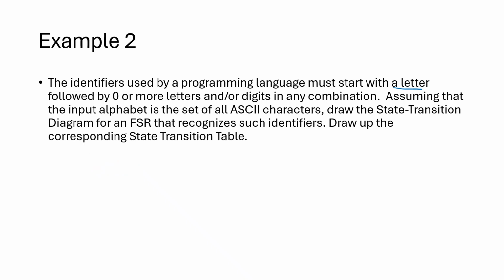And our alphabet is all the ASCII characters. Now what we want to do is design a machine that exactly accepts the identifiers that are acceptable by this specific programming language. So again, we start from an initial state 0, let's say. Let's start with accepting one, similar to the previous one. So the first thing that we expect in an identifier is a letter.